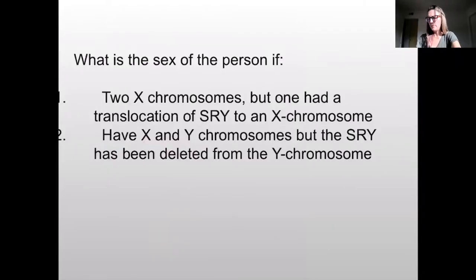So if a person has 2 X chromosomes, but has a translocation of an SRY gene onto that X chromosome, would they be female or male? Those would turn out to be male, because all you need to be male really is that SRY.